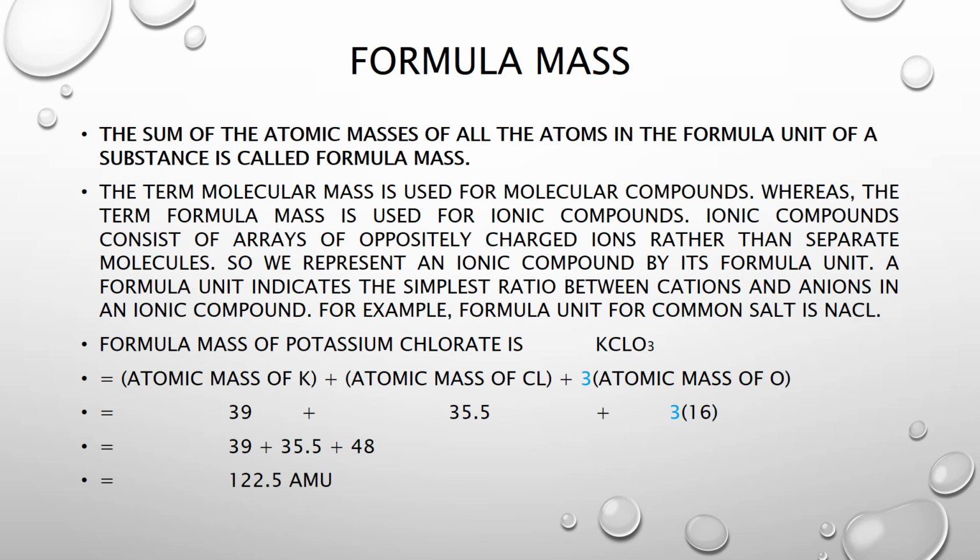Again I am repeating, we use the term formula mass because they are ionic compounds. Ionic compounds do not exist as separate molecules. It is the combination of positive and negative charges, and it can grow in the form of arrays. It exists in the form of aggregates. That's why we use the term formula mass.